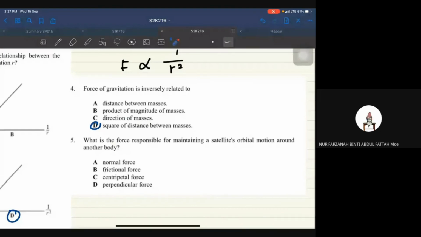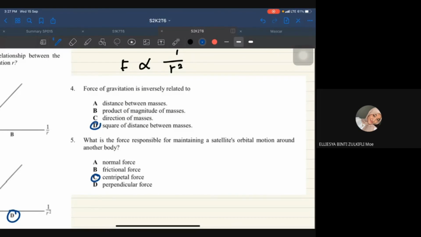Okay, question number 5. What is the force responsible for maintaining a satellite's orbital motion around another body? Force apa yang kekalkan dia dalam bentuk circular motion tu? Ada normal, friction, centripetal, perpendicular. C. C, centripetal force. Okay, good, very good. So, object in circular motion, centripetal force.